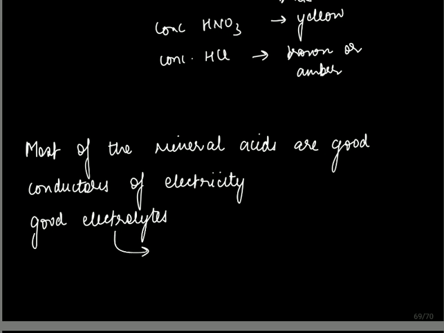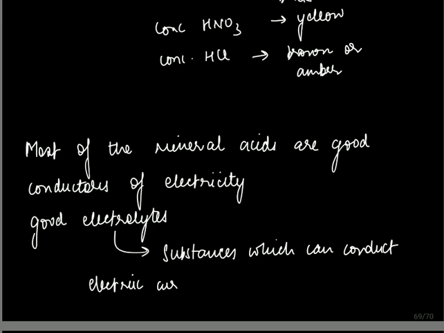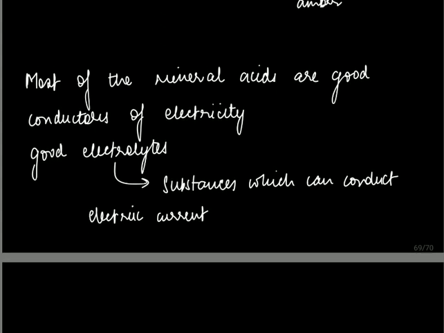Electrolytes can be anything. It's not only acids, it can be bases, it can be salts, it can be any other compound which can ionize itself in the presence of water. So good electrolytes are substances which can conduct electric current. Most of the mineral acids are good electrolytes, but carbonic acid, which is a weak acid, won't be much of a good electrolyte or good conductor of electricity.